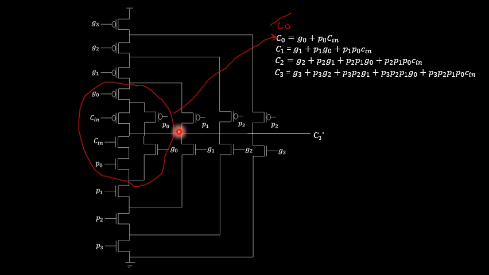It will be in terms of C0 complement. So this is the pull up PMOS, this is the pull down NMOS. Similarly, I am going to consider it for the second equation, that is C1 is equal to G1 plus P1 G0 plus P1 P0 Cin.